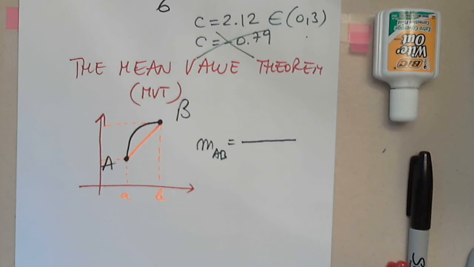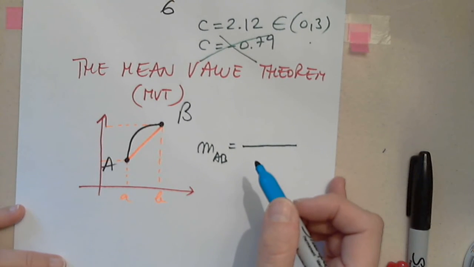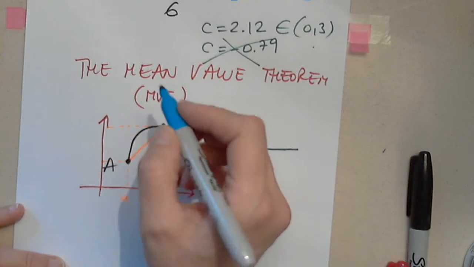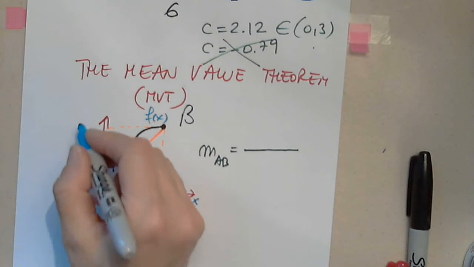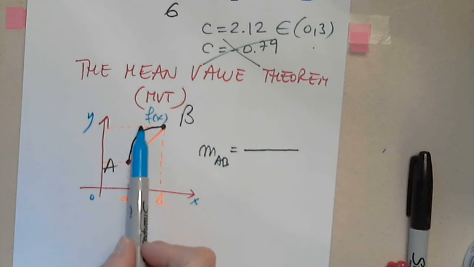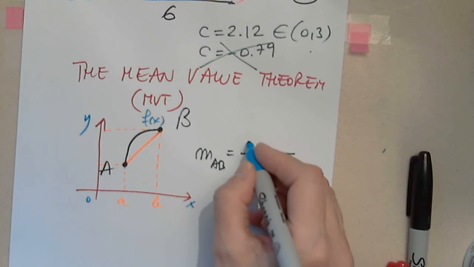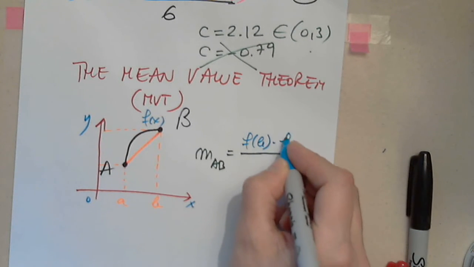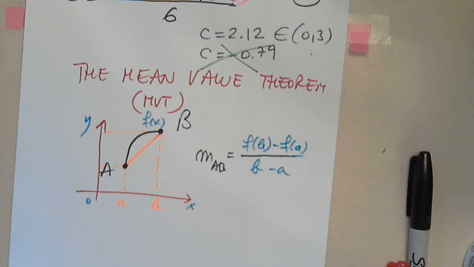Can anyone give us the slope of AB or the average rate of change? It would be B minus B over A minus A. I'm sorry. No. Of course, my apologies. This is f of x. It would be delta y over delta x. Perfect. So it will be f of b minus f of a over b minus a. Very good. Okay, so here's what I'm going to do next.